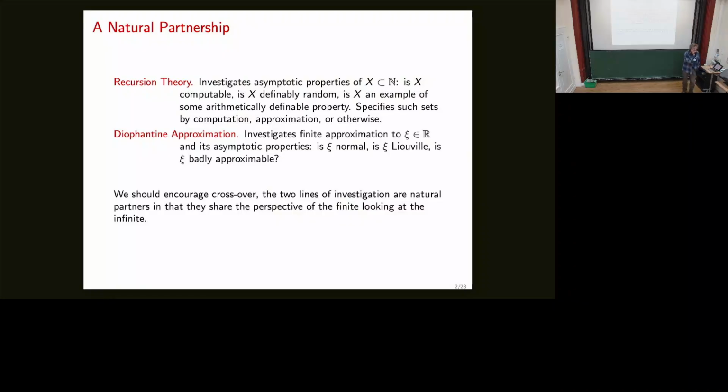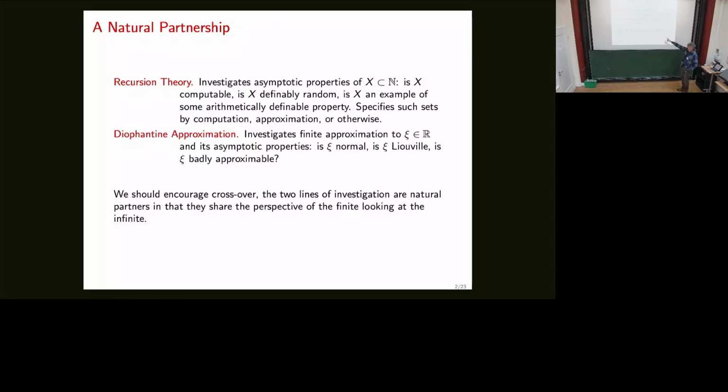So why would it seem natural? Well, in recursion theory, you investigate asymptotic properties of some subset of the natural numbers. You could say it's computable. You could look at, as we will, whether it's random with respect to certain definable aspects. The initial segments are easy to describe or difficult to describe. And we looked at what does it mean to compute something? What does it mean to write something as a limit? That was 0 prime, which can compute things that are recursive limits. Those are aspects of approximation. And you can calibrate the complexity of the objects that can be approximated.